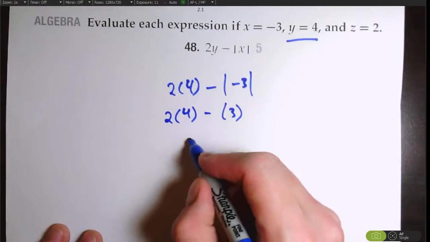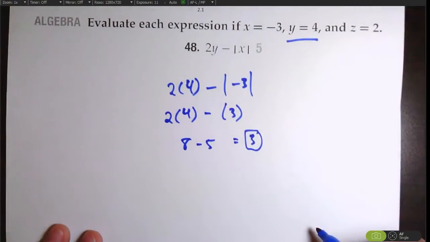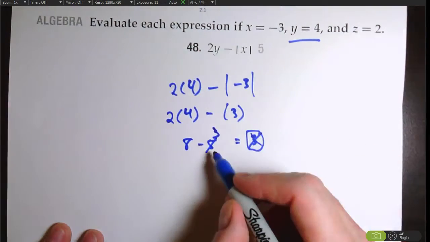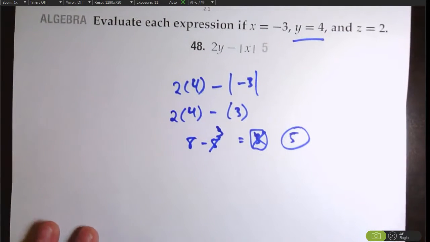Now I can do 2 times 4, which is 8. 8 minus 5 then is 3. Nope, not 8 minus 5. 8 minus 3, silly goose. 8 minus 3 is 5. I was working ahead in my head. Yeah, so sorry about that.